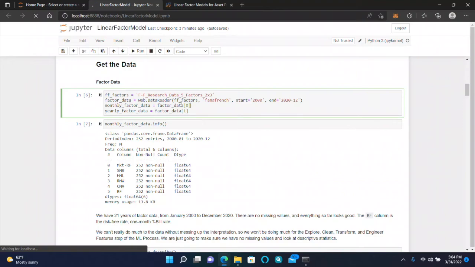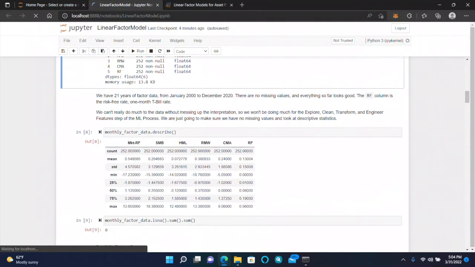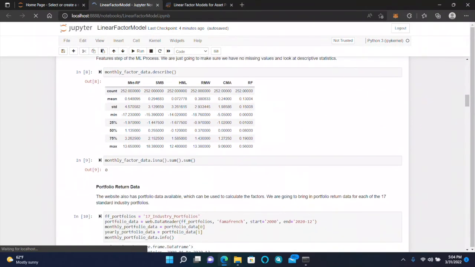And we're just going to pull it in, separate it out. This is what monthly factor data looks like. There's 252 values. We have the market return minus the risk-free rate, small minus big, high minus low, robust minus weak, conservative minus aggressive, and then the risk-free rate, which we said is the 1 month T-bill rate. And we have 21 years of factor data, okay? There are no missing values, everything looks good.